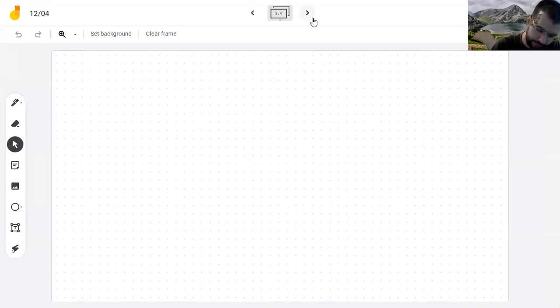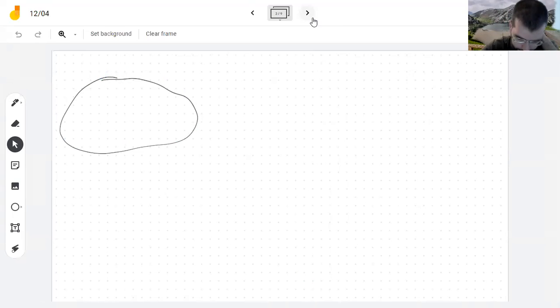So say, so this is supposed to be a three-dimensional shape.